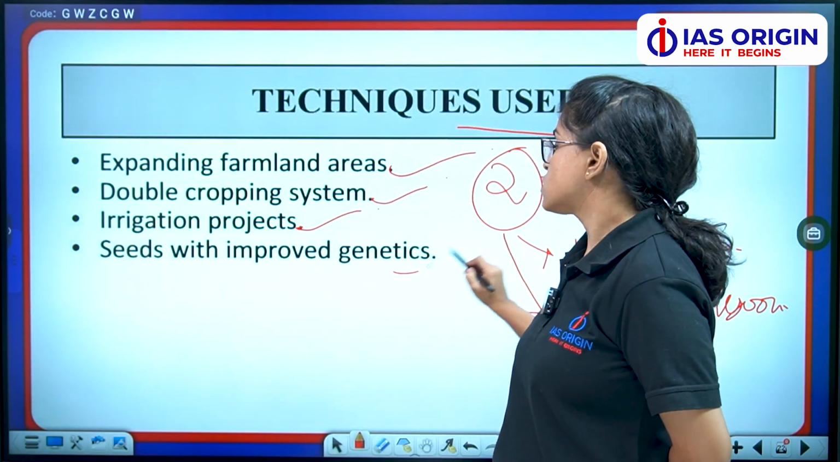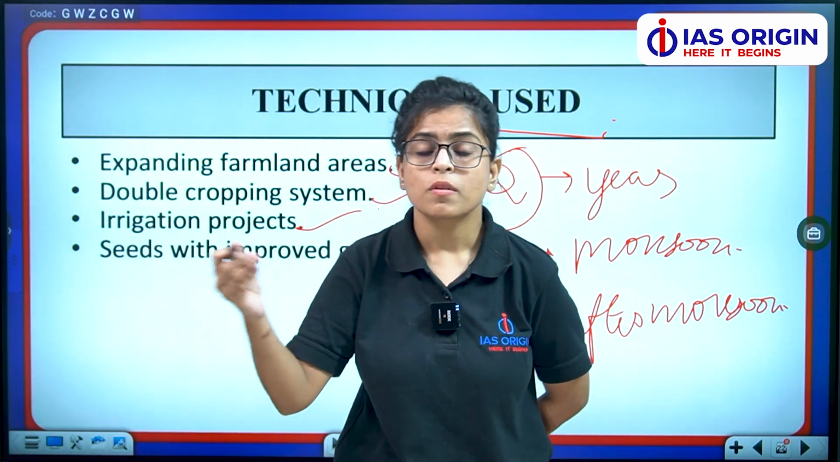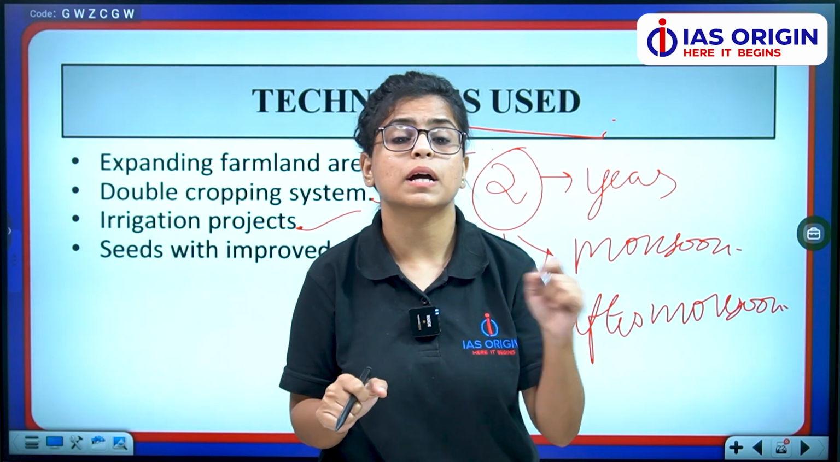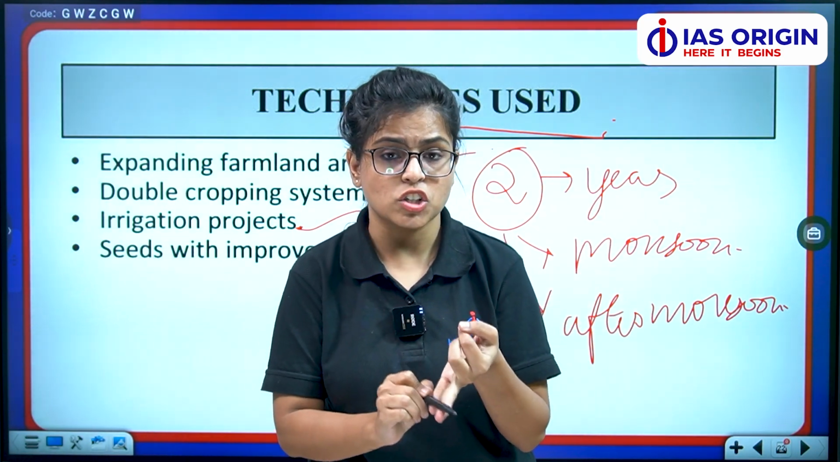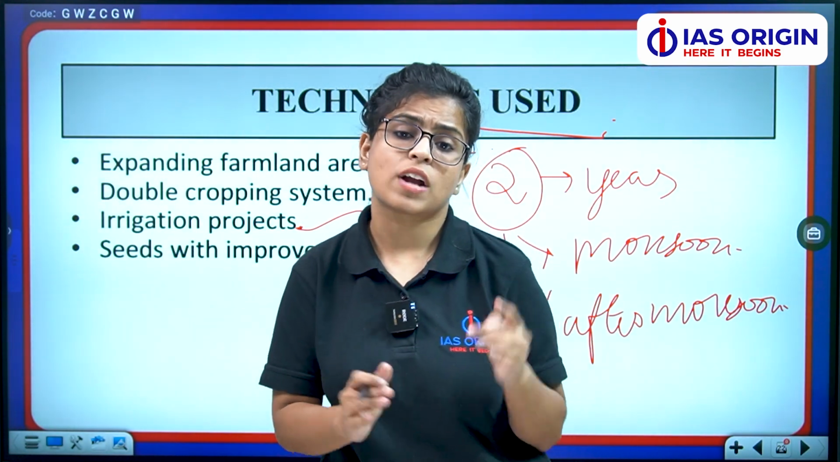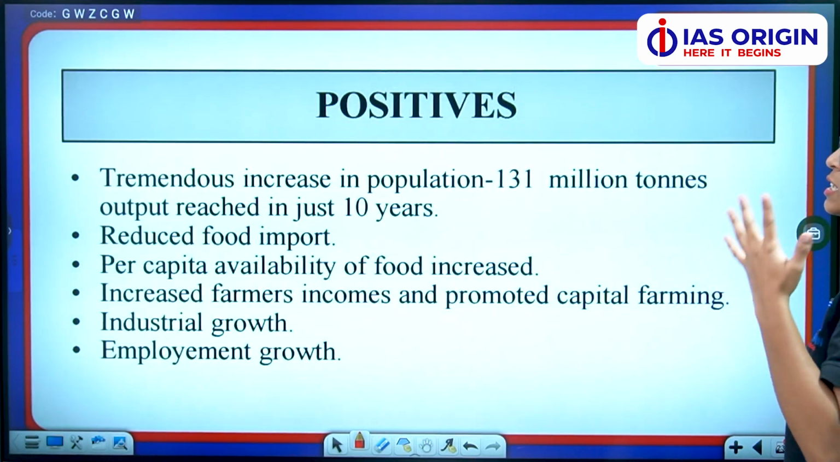And also seeds with improved genetics were being built. As I said, scientific studies got a boom. Seeds were being highly studied under expertise, and high genetic makeup seeds were developed, which were resistant to pests and climatic changes. High genetic seeds were developed, mainly of wheat, rice, bajra, and maize. So these techniques majorly helped in increasing India's production.